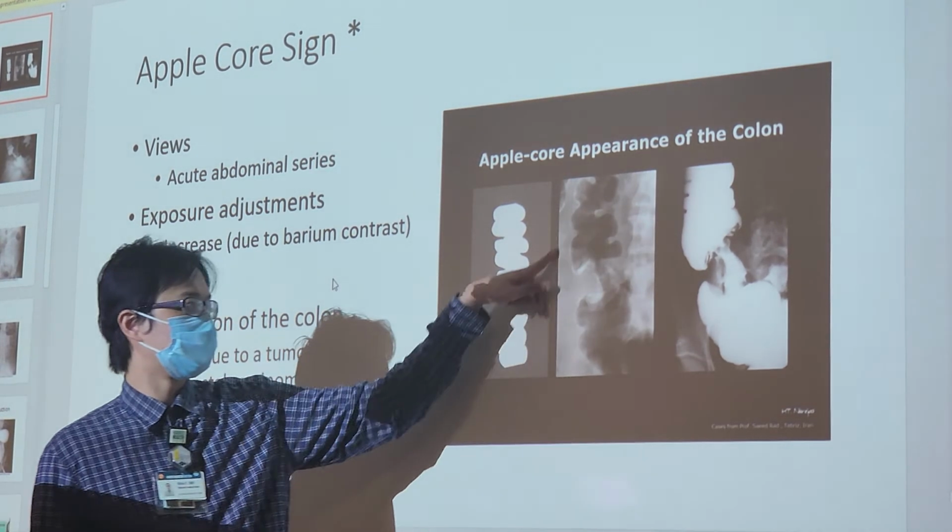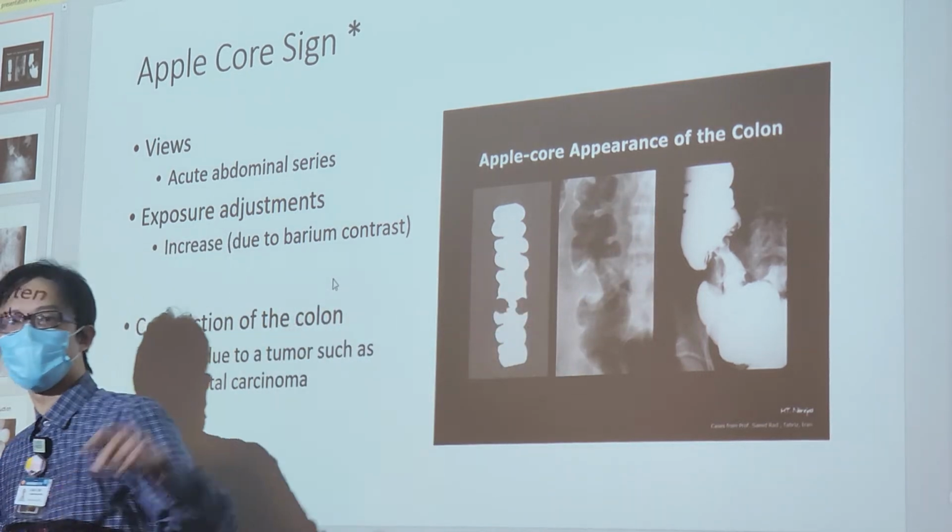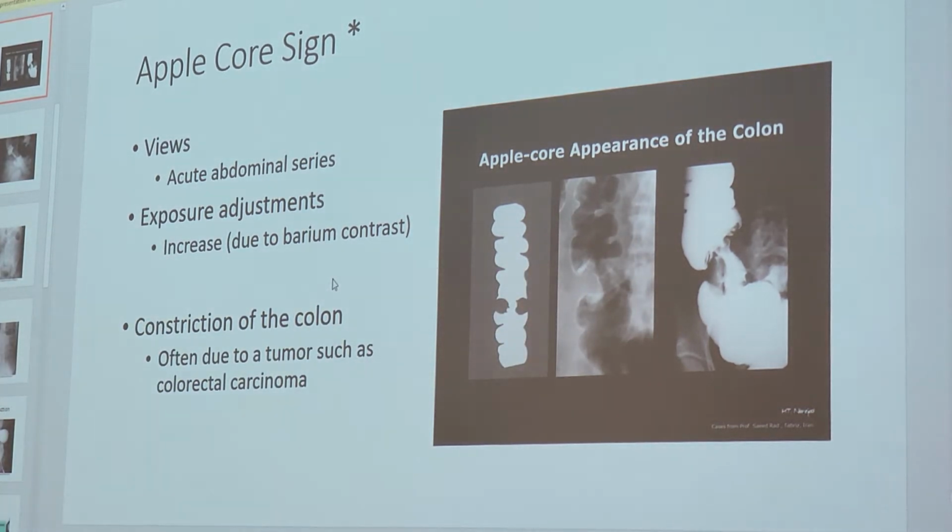I may say, this area here, where you have an apparent constriction of the colon, is indicative of what? It might be apple core, it might be bird beak, it might be coffee bean, it might be something else. But based on the image and the information I give you, constriction of the colon, the answer should lead you to apple core.